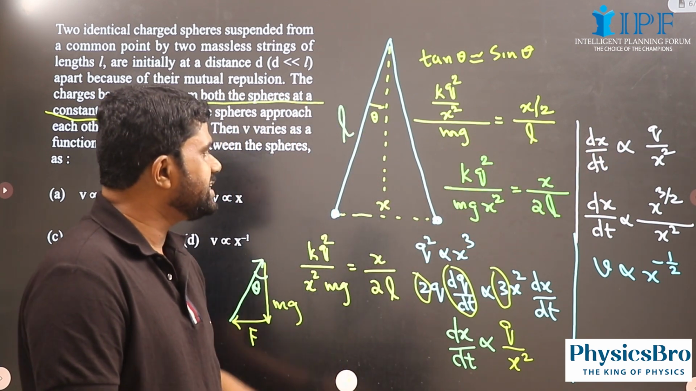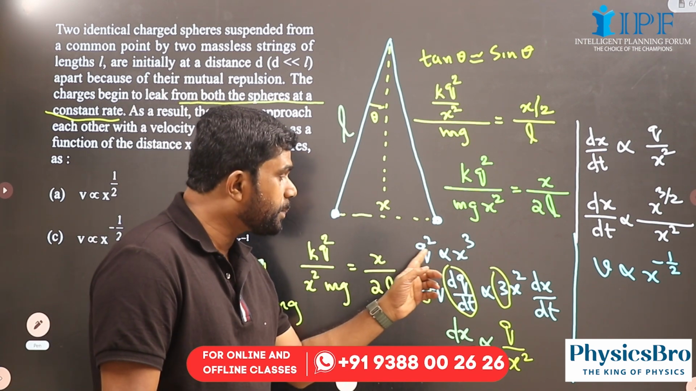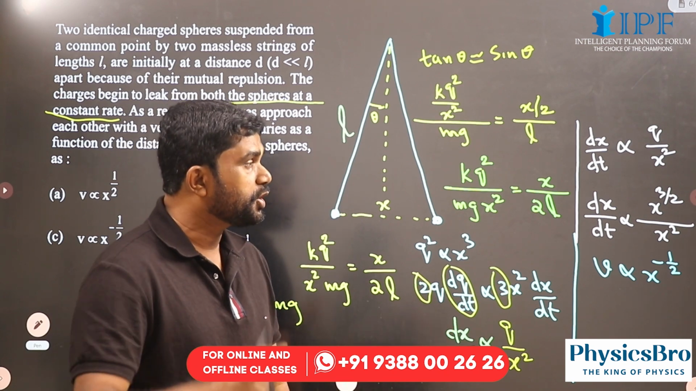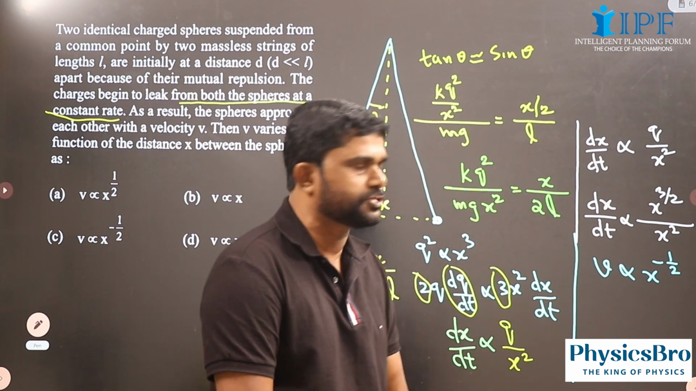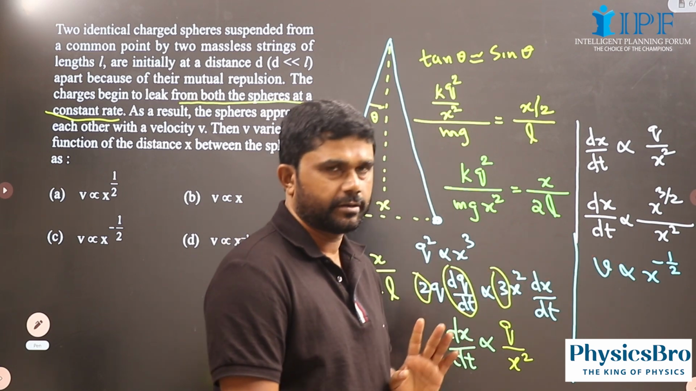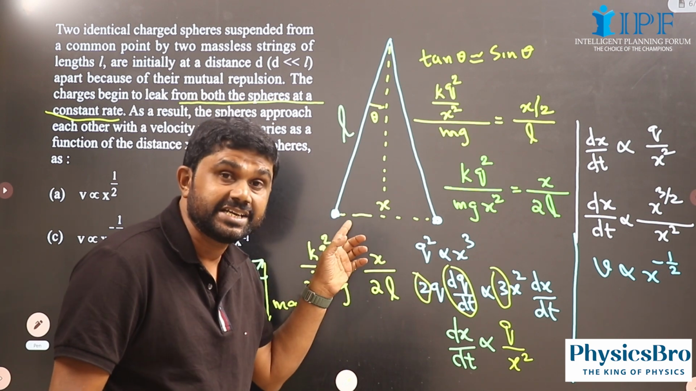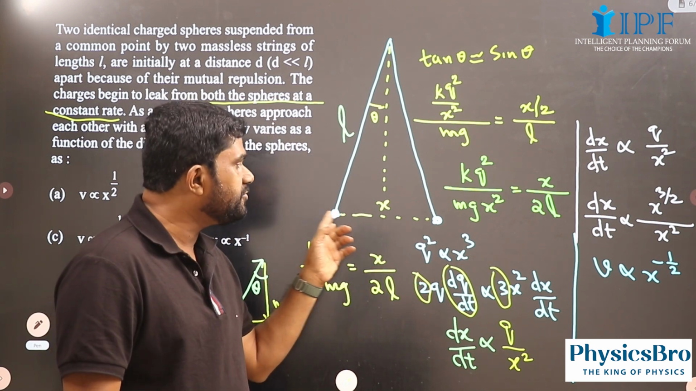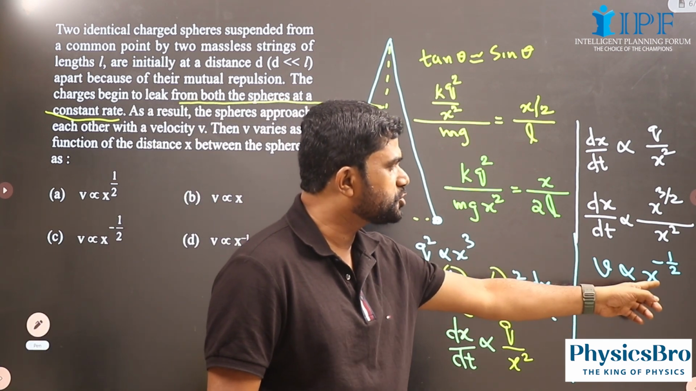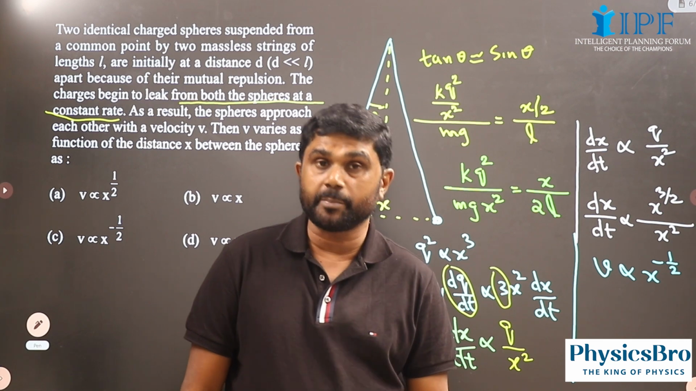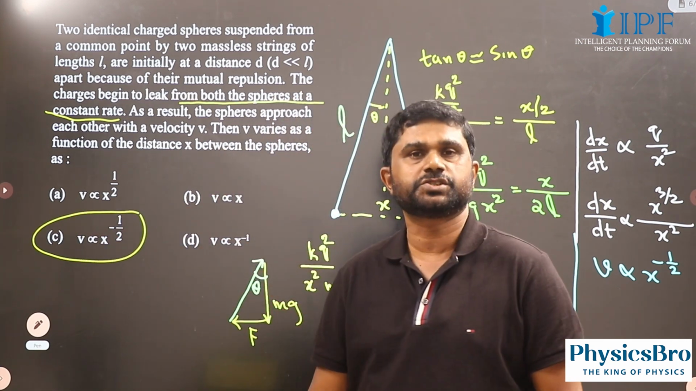And here we have q square proportional to x cube. So q is proportional to x raised to 3 by 2. So this q can be replaced by x raised to 3 by 2 by x square. What is this dx by dt? That is the rate at which this separation decreases, or the speed with which these two spheres approach. So dx by dt is proportional to x raised to minus 1 by 2. That is, v is proportional to x raised to minus 1 by 2.